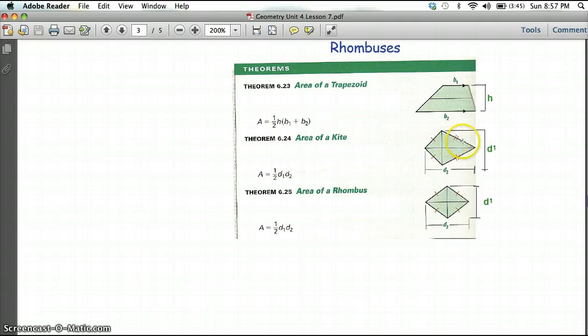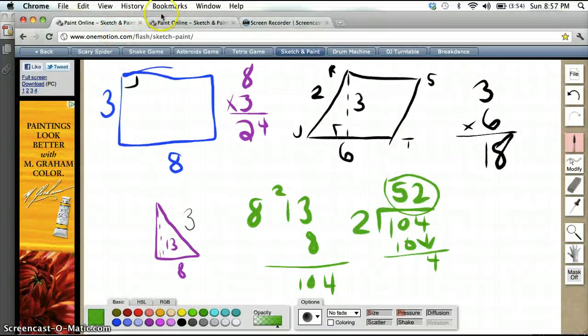And then the area of a kite is 1/2 diameter 1 times diameter 2. And then the area of a rhombus is the same. It's 1/2 diameter 1 times diameter 2. So let's go ahead and look at some examples.